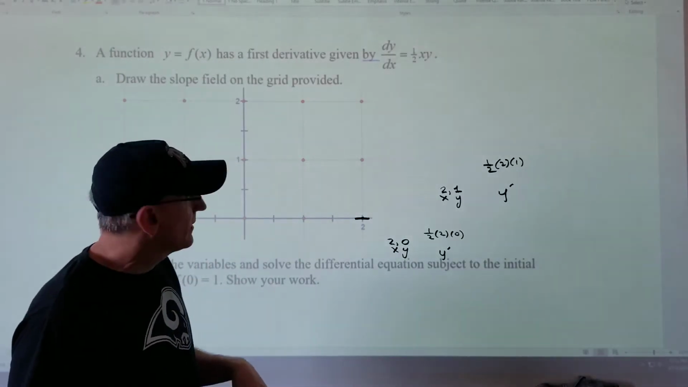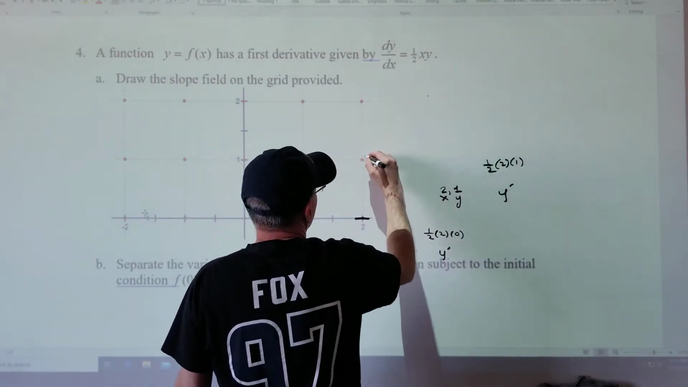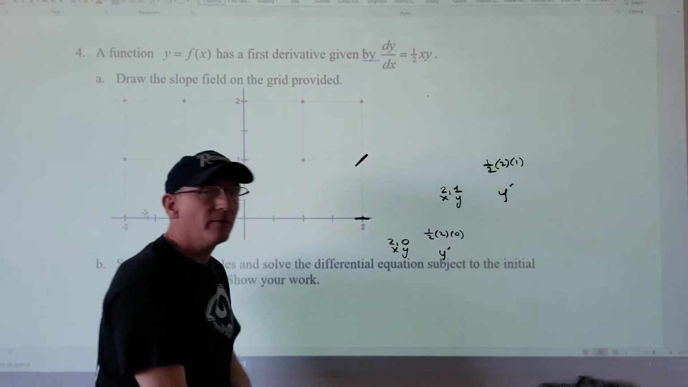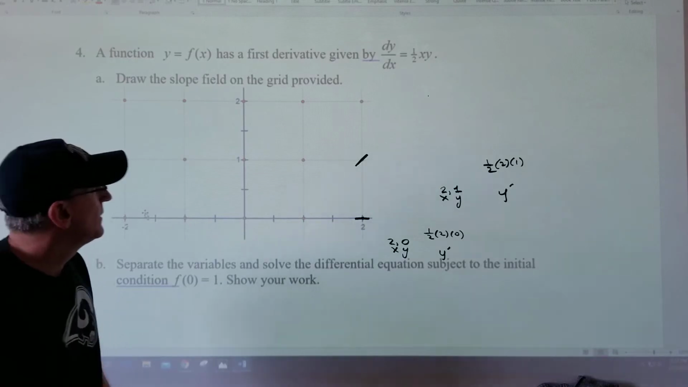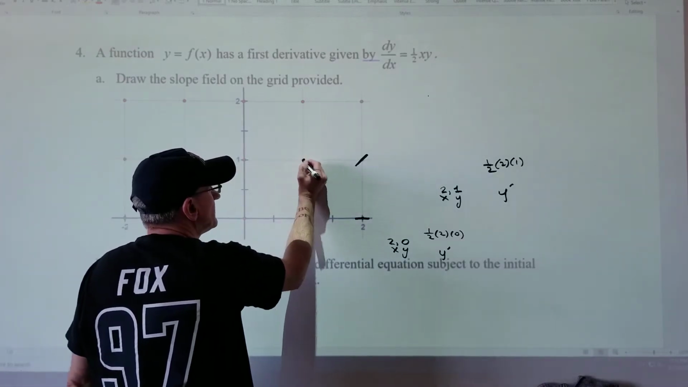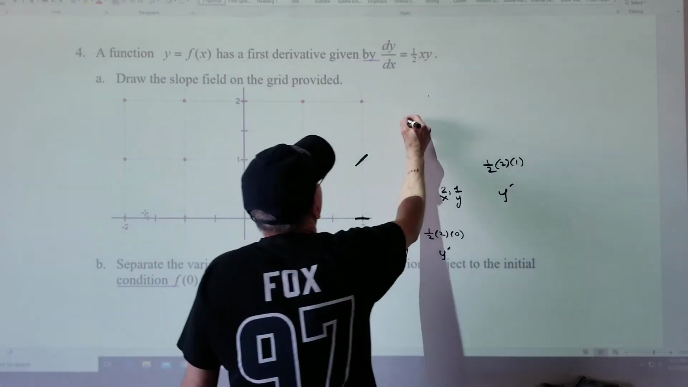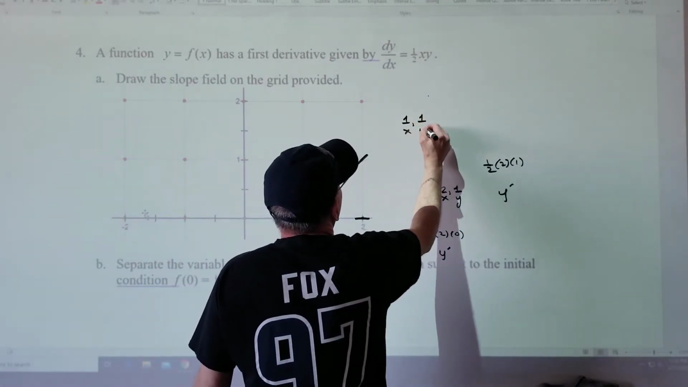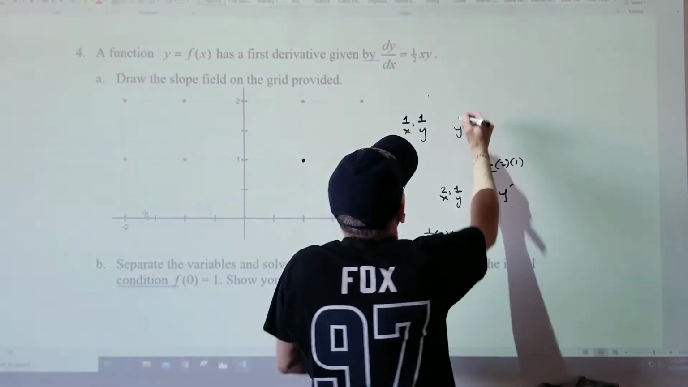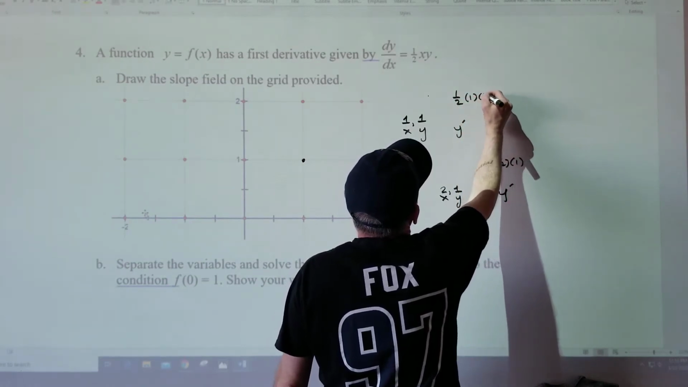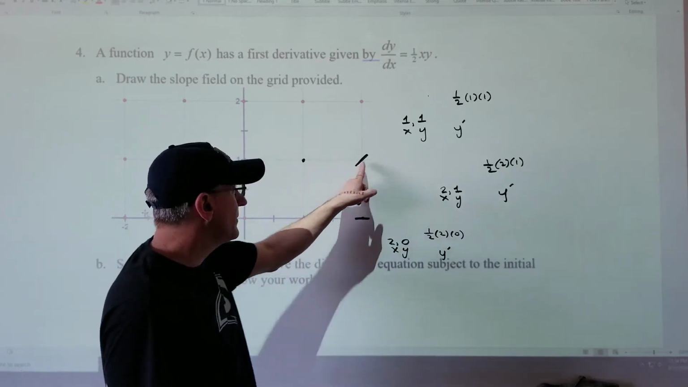What does the slope of 1 look like? Well, it's 1 over 1 up. So it's aiming for this point up here. So you draw it at about 45 degrees like that. And repeat the process. How about this point? That's 1, 1. Okay? So if I have 1, 1 for x and for y, what's y prime going to be? It's going to be 1/2 times 1 times 1, which makes a half, which is not as steep as this.